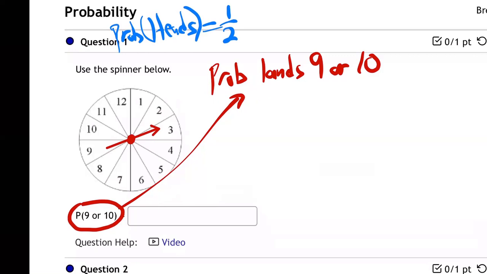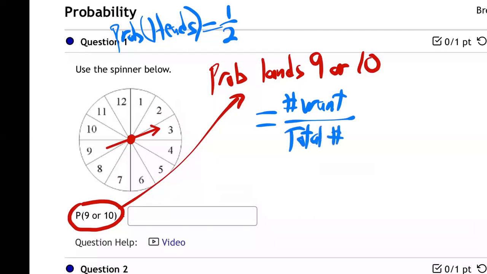So my point in that example is that probability is the number of things that you want to happen over the total number of outcomes that are possible. It's always the number you want over the total number that are possible. That's why the chance to get heads is one out of two.